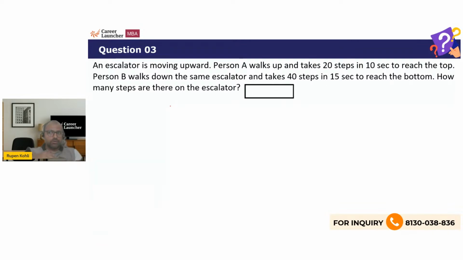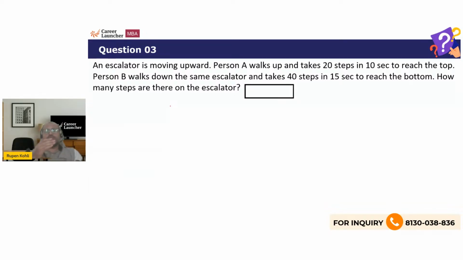The escalator will also be pushing him forward, right? And the escalator will also move some steps that will get added to the total journey of the person. And he is taking 10 seconds to reach the top. Person B walks down the same escalator and takes 40 steps in 15 seconds to reach the bottom. Person B will need to obviously work a little bit more, right? He'll need to run fast. He'll be taking more steps than there are on the escalator because he's moving against the escalator, right?